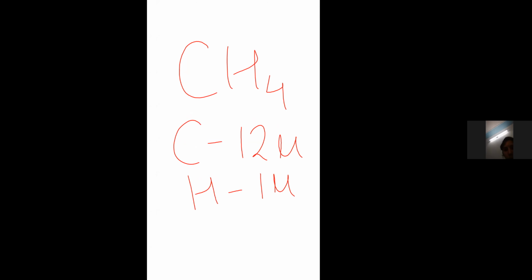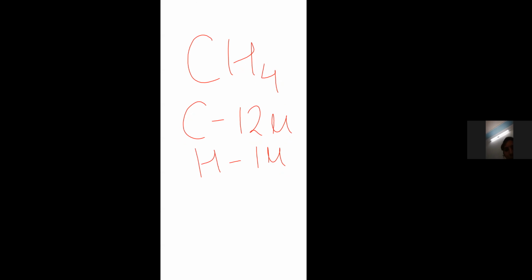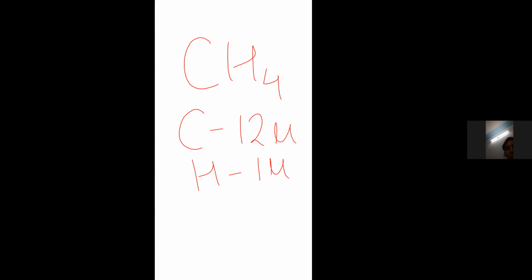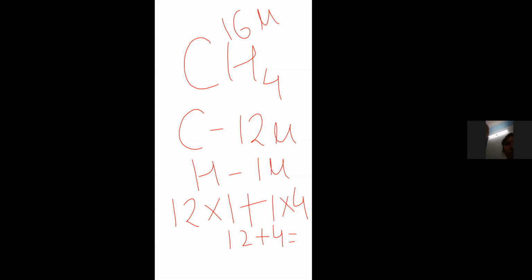Okay, carbon 12 u, hydrogen 1 u. Now, how many atoms of carbon are here? One only, so 12 plus hydrogen. 1 is the atomic mass and 4 atoms are here. So now 12 plus 4, it will be 16 u. This is for CH4.